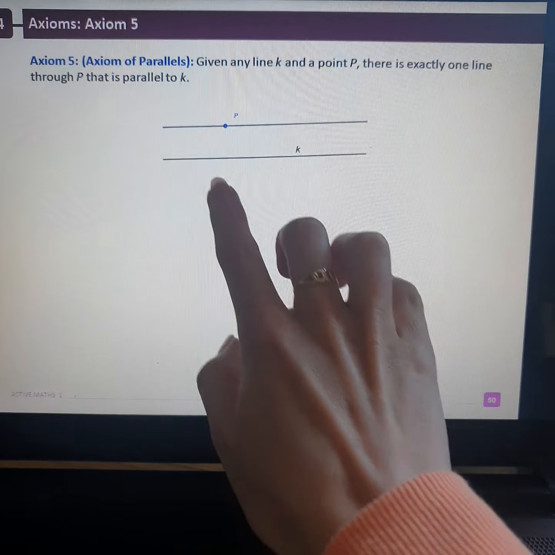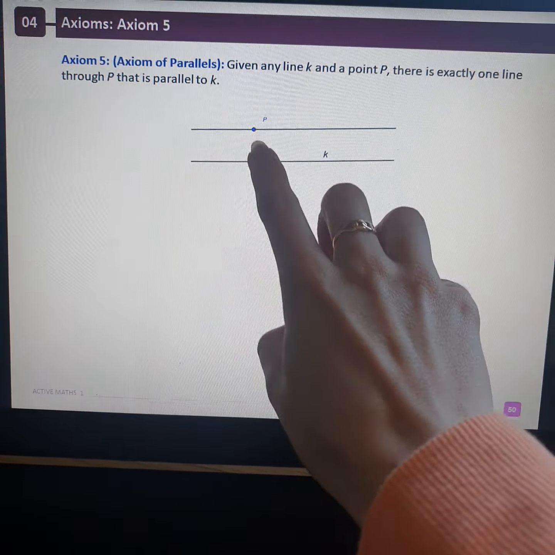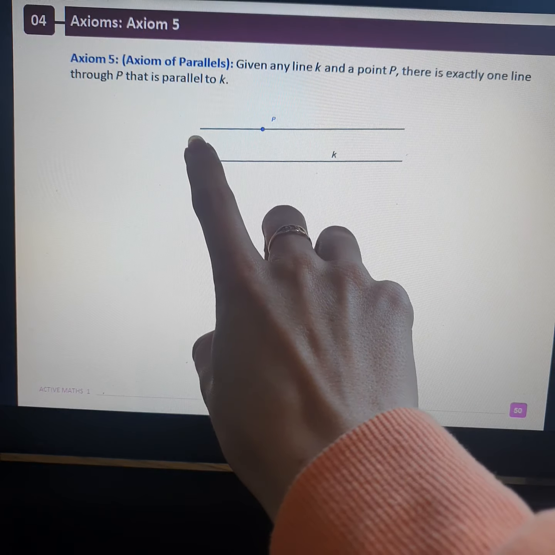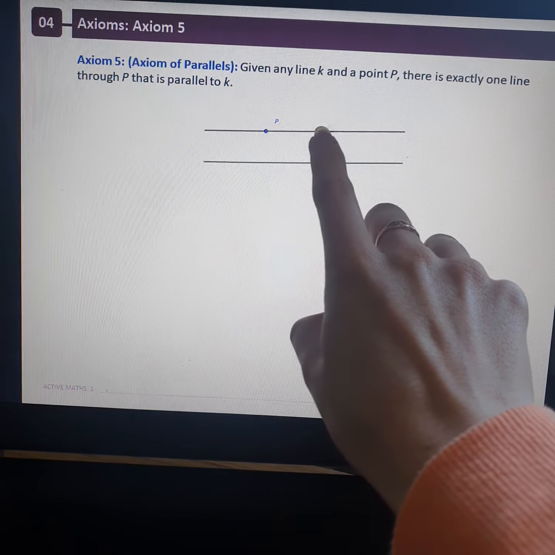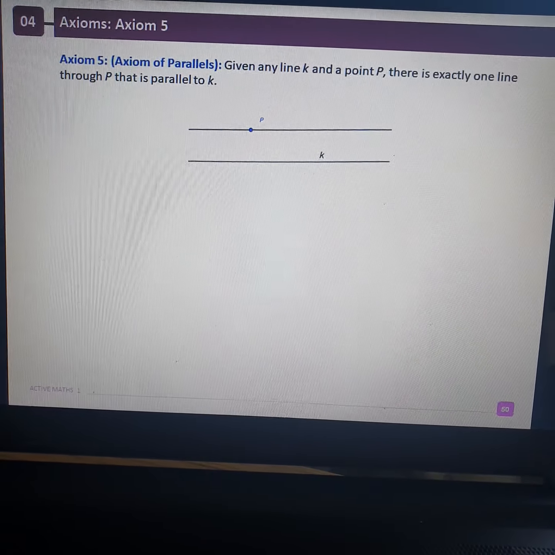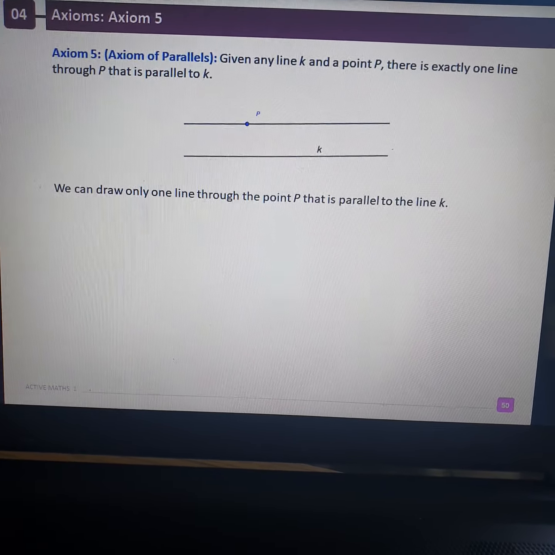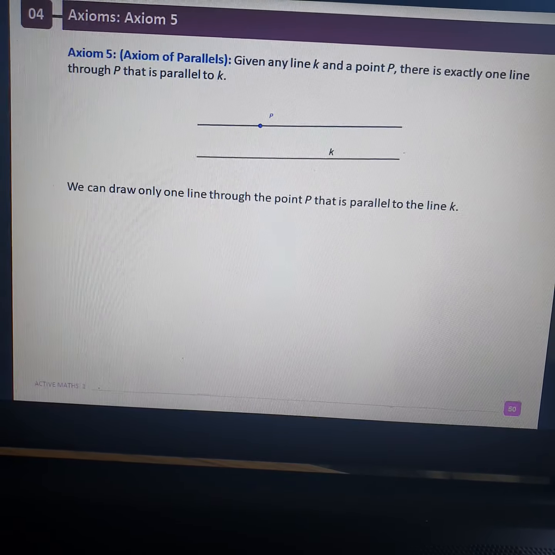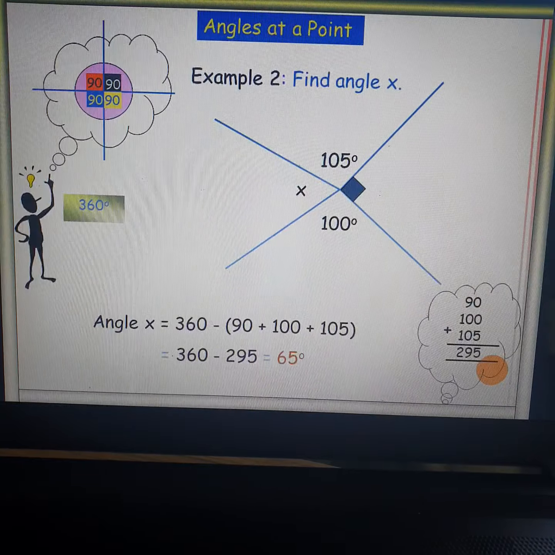So what it's saying is we have a line K, and say we have a point P up here. There's going to be exactly one line that would pass through P and be parallel to K, equidistant from it. So we can draw only one line through the point P that is parallel to the line K. So that is your 5 axioms.